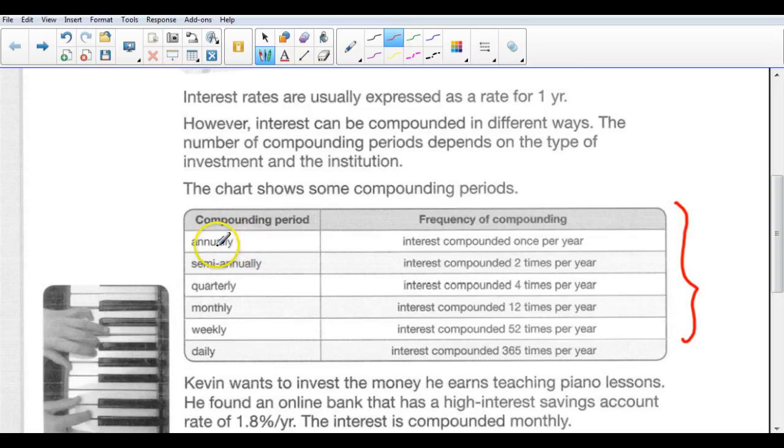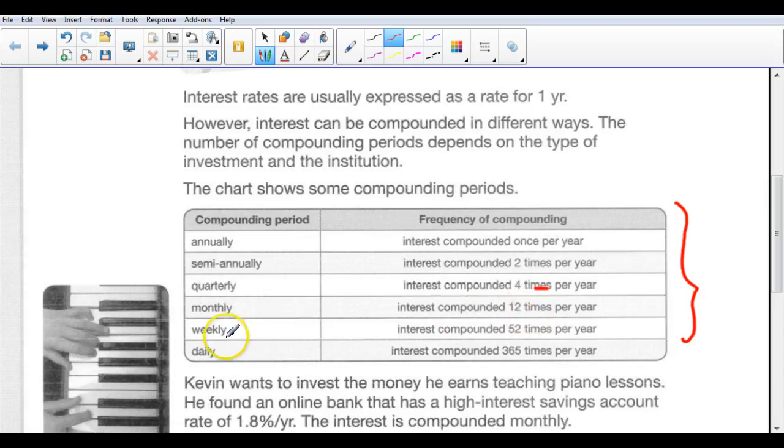Okay, so the word annually means interest is compounded once per year. Semi-annually means it's done 2 times per year. Quarterly, think of a $1. There's 4 quarters in a dollar. Quarterly means it's compounded 4 times per year. There's 12 months in a year, so it's done once every 3 months. That's what quarterly means, every 3 months. Then there's monthly, 12 times a year or once a month.